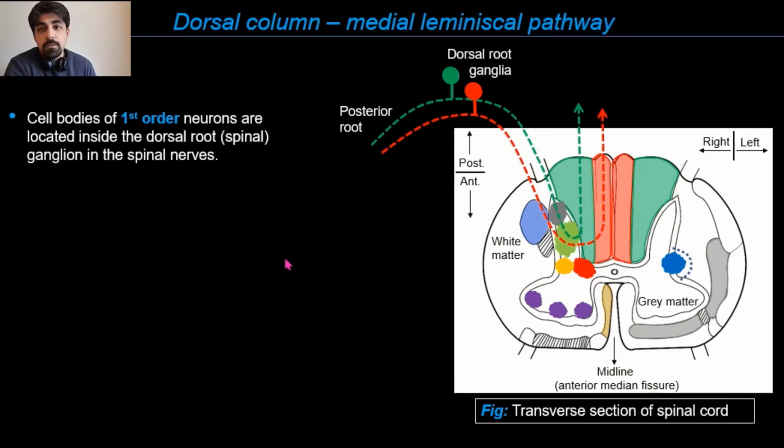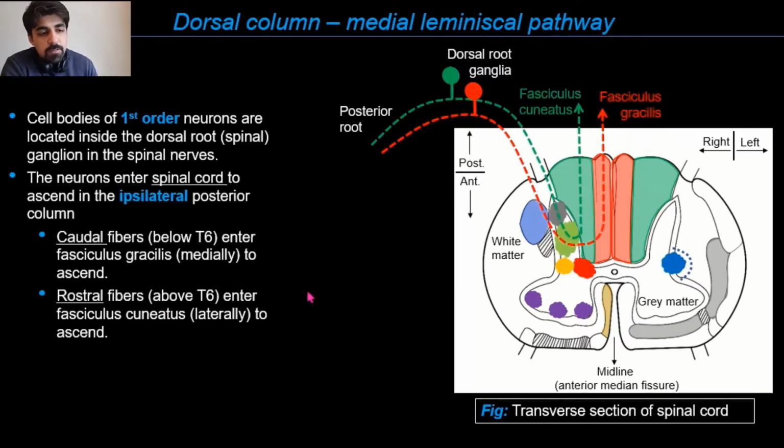The first order neuron of the dorsal column pathway, like other sensory pathways, is situated inside the spinal nerve. So it's part of the peripheral nervous system. Its cell body is situated inside the dorsal root ganglion, which is also part of the peripheral nervous system because a ganglion is an accumulation of neuronal cell bodies outside the CNS. The dendrites of the first order neuron bring in the sensory information from the peripheral body receptor, pertaining to vibration, proprioception, and two-point discrimination. From the cell body onwards, the axons take that sensory information through the posterior root into the posterior sensory horn of the spinal cord.